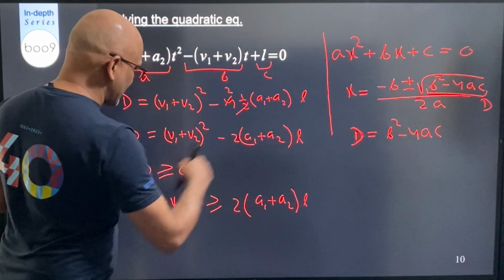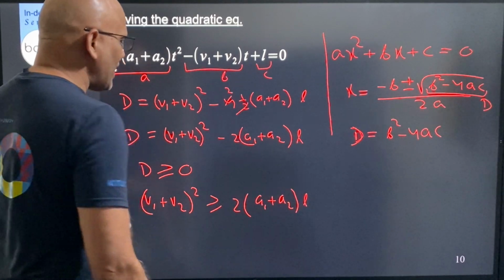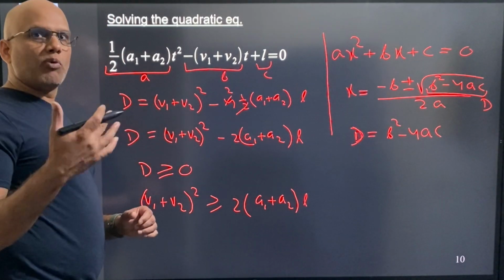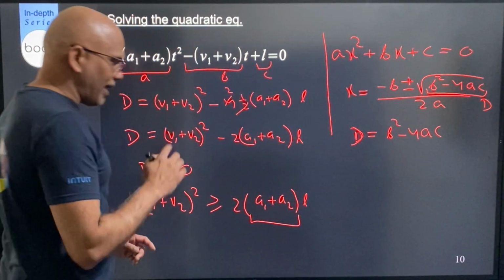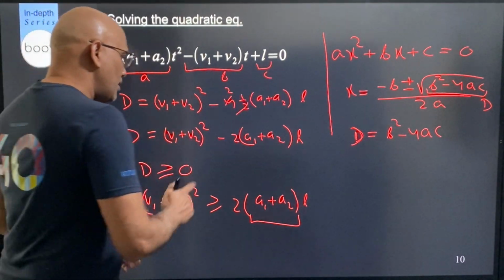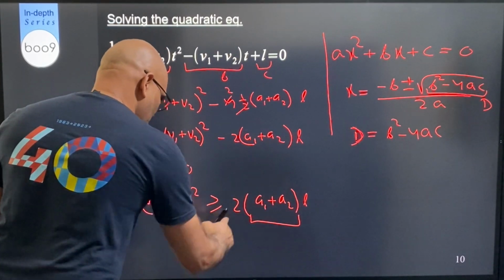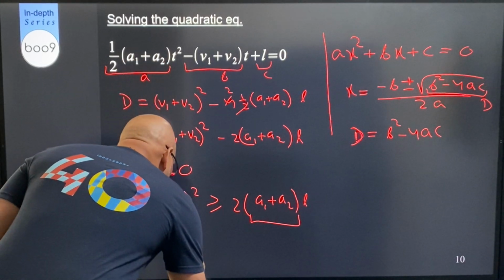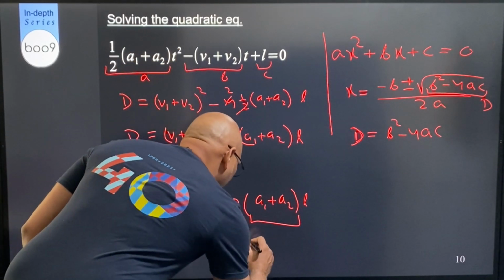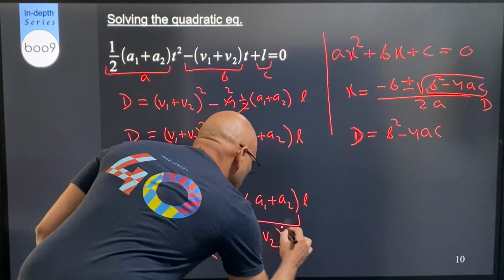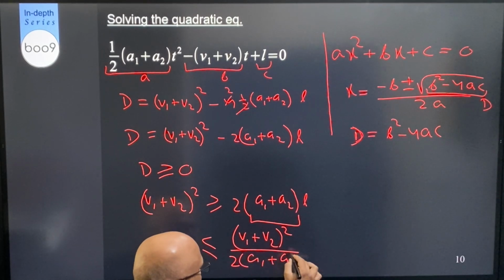If this is greater than or equal to 0, that means this has to be greater than or equal to this, right? Now, for the time being, let's assume that a1 plus a2 is positive. I'll discuss more about it a little bit later. If that is positive, and I divide both sides by a1 plus a2 and also 2, then L is less than or equal to (v1 plus v2) square by 2 times (a1 plus a2), right?